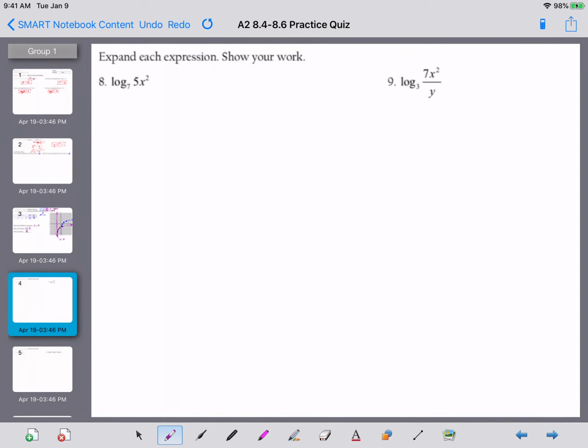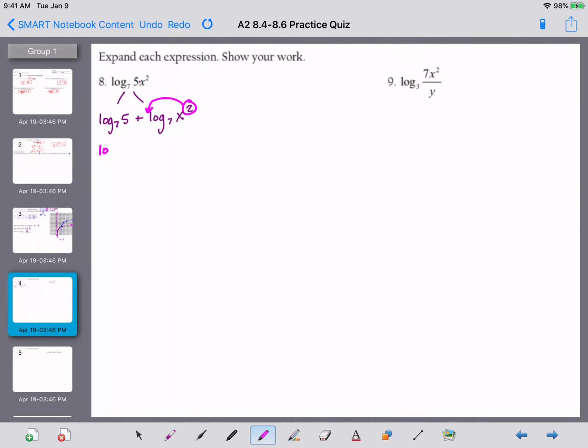Okay, we're going to do a couple of expanding problems. So in this one, your final answer should only have one thing after each log. So first of all, this is 5 times x squared. So I'm going to split this log into log base 7 of 5. Remember, multiplication expands into addition, so we're going to say plus log base 7 of x squared. Then we can go ahead and plop down this power.